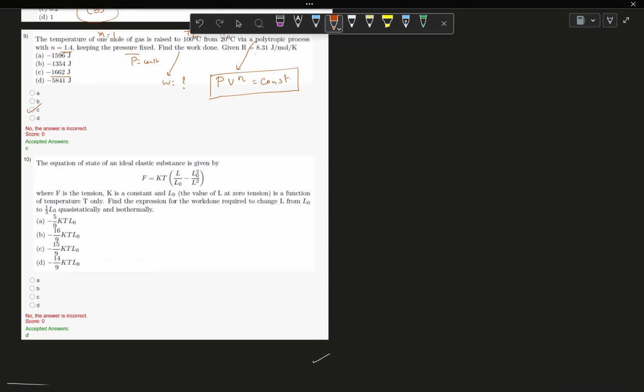Then the final question is a nice question, because here you deal with a slightly different, changed aspect. This is also a thermodynamic system, but instead of pressure and volume you are dealing with other quantities. So let us read the question first.